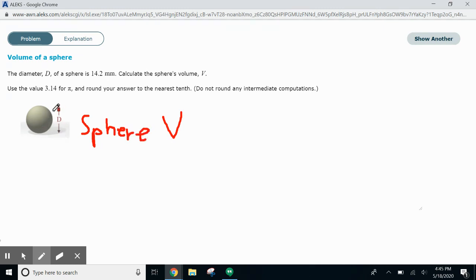We're going to take the radius. The radius comes from the center all the way up to the edge. This one gives us the diameter, which is 14.2. So we would need half of that. So half of 14.2, times 1/2, will give me 7.1. So that's what I'll use for my radius.